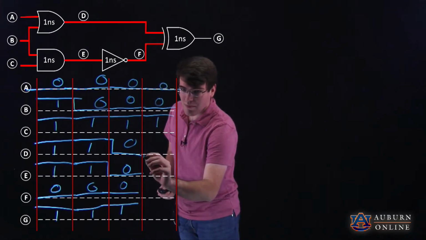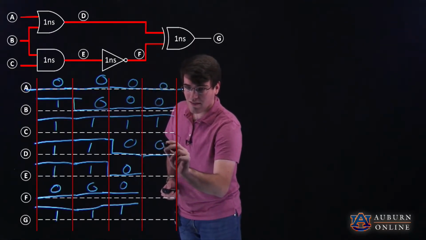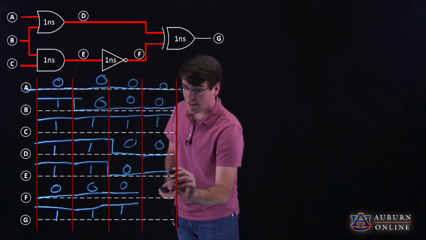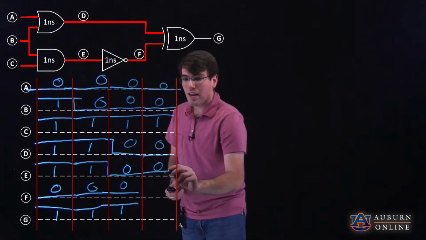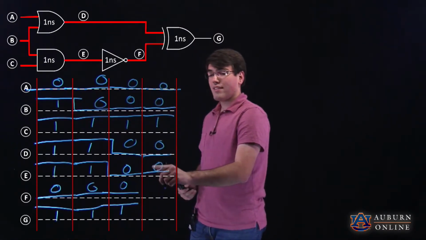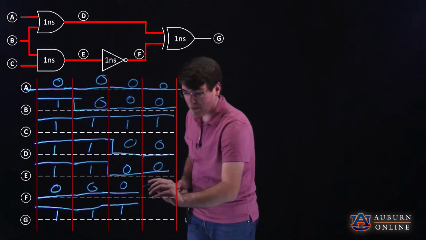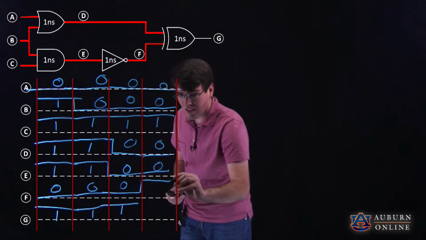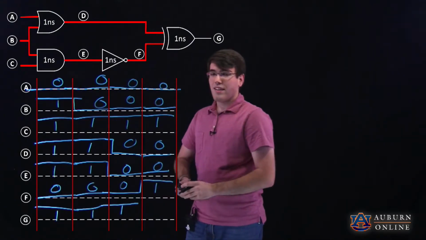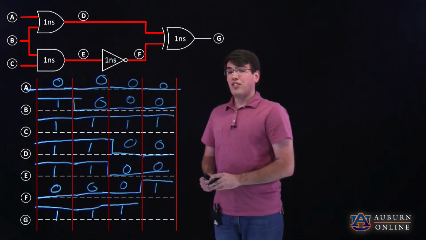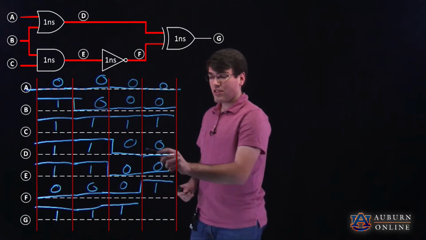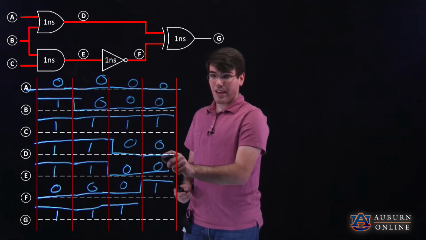D stays the same because that's already settled out. E stays the same because it's now had time to react. F has now had time to react to the 0 on E, which means it's going to take a transition up to 1. Now you might think that's it, but G has now had time to react to this change on D. It's been 1 whole nanosecond.